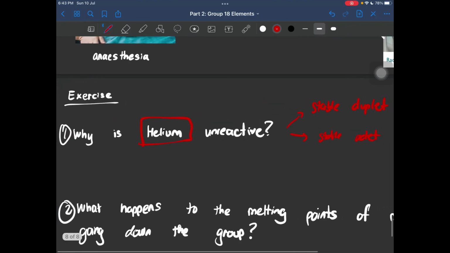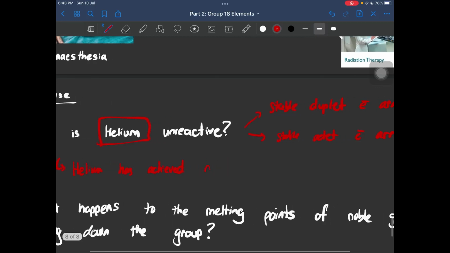So the answer for why helium is unreactive is that helium has achieved stable duplet electron arrangement.